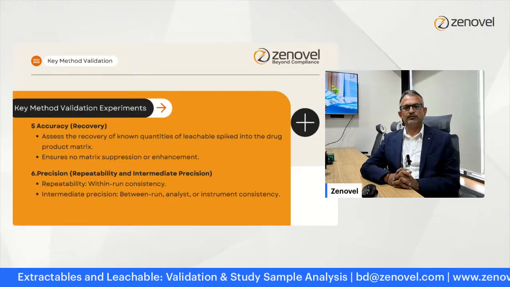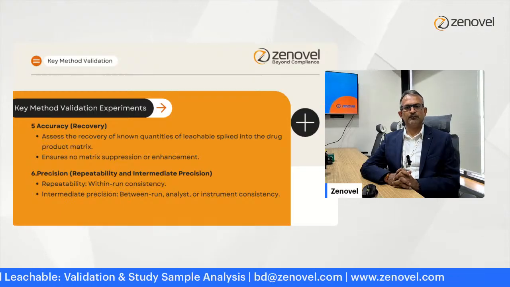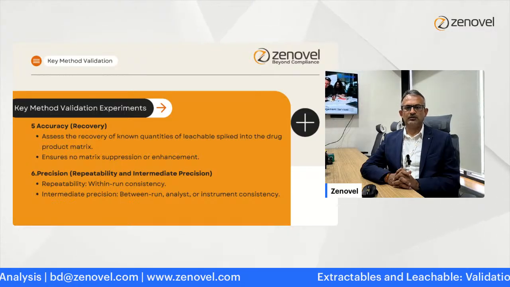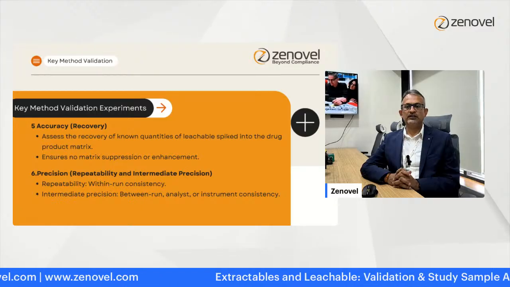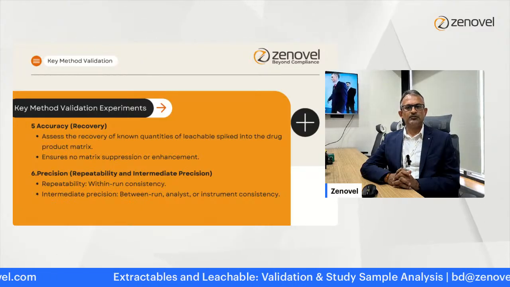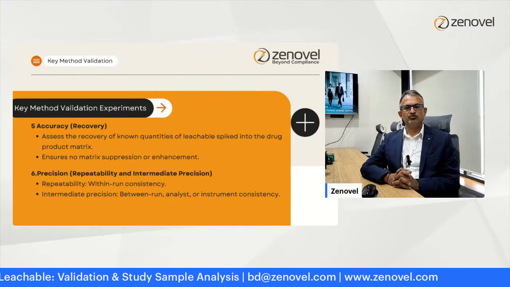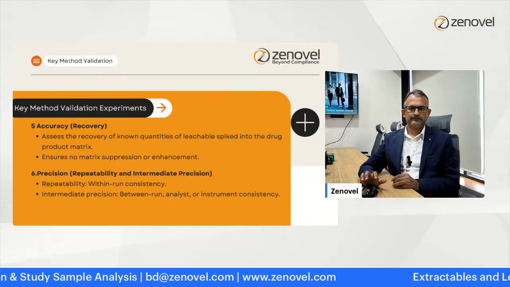The next is precision. It is nothing but repeatability and intermediate precision. So repeatability in terms of within-run accuracy, and intermediate precision is between-run analysis or the instrument consistency.